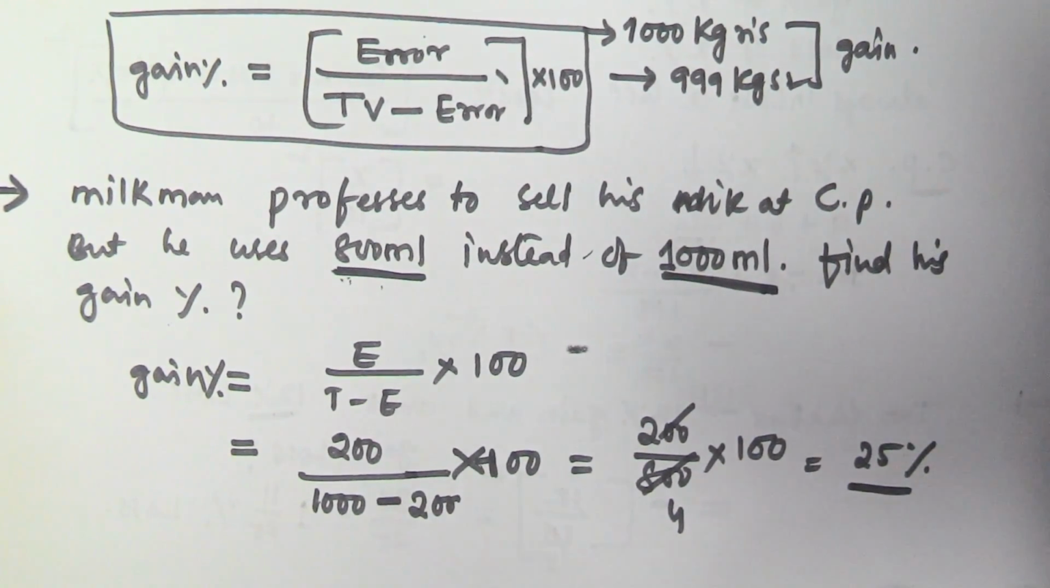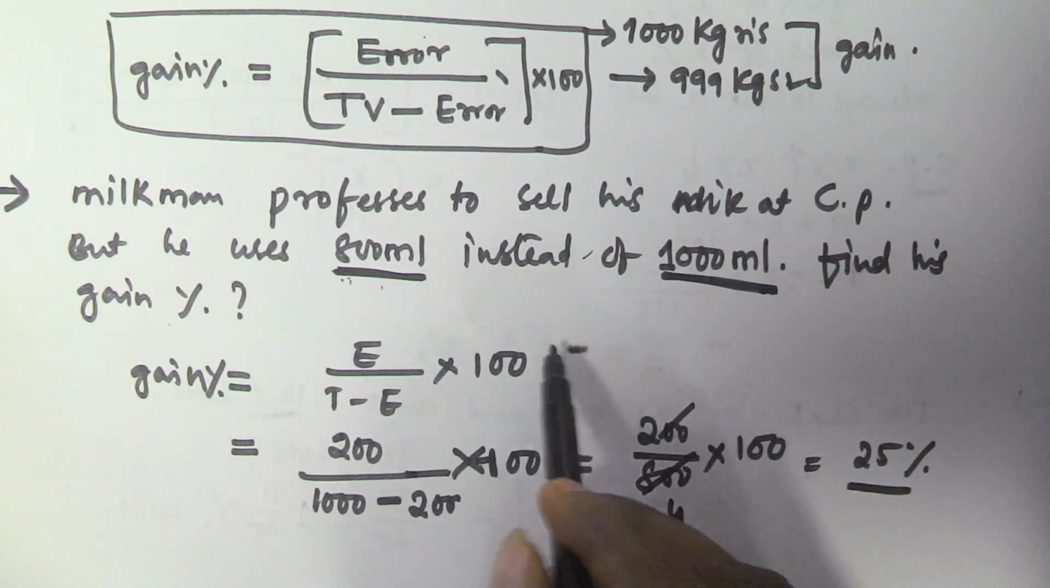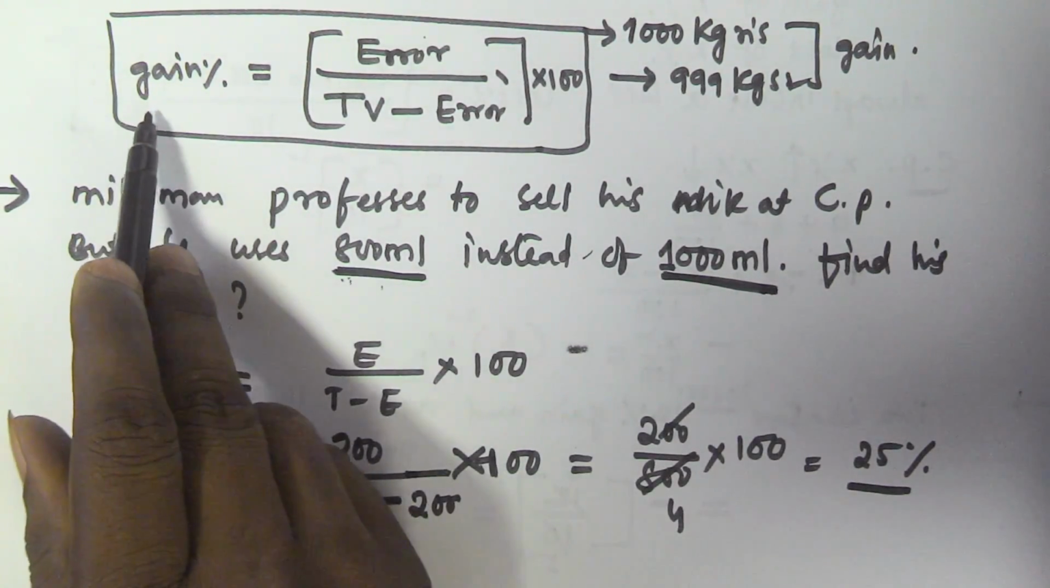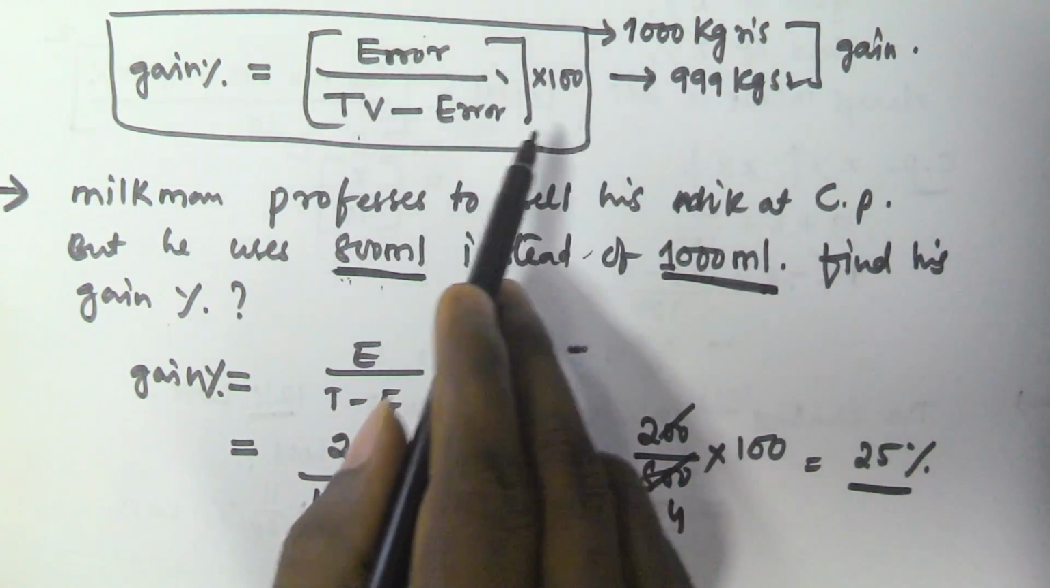So if a trader uses false weight instead of the original weight, in that case the gain percentage is given by error by true value minus error into 100.